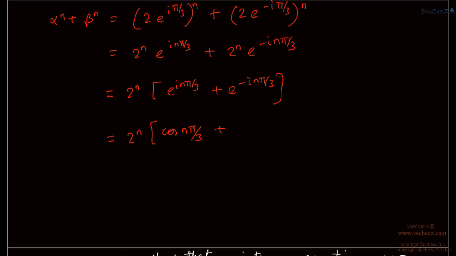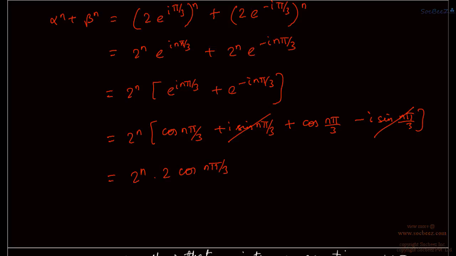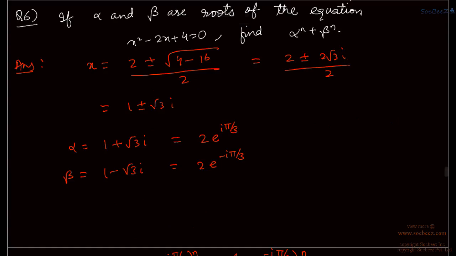So this is cos n pi by 3 plus I sin n pi by 3, plus cos of minus n pi by 3, which is cos of n pi by 3, and I have minus I sin of n pi by 3, because sin of minus n pi by 3 is minus sin n pi by 3. So the imaginary part cancels, and I have 2 power n times cos n pi by 3 plus cos n pi by 3, which is 2 times cos n pi by 3, or 2 power n plus 1 into cos of n pi by 3. So this is our answer.